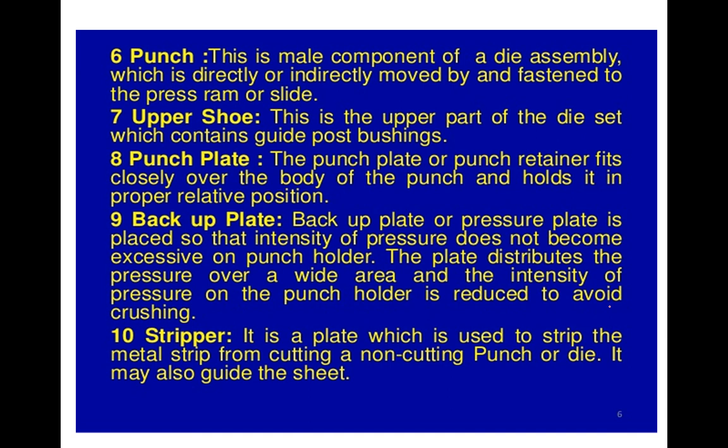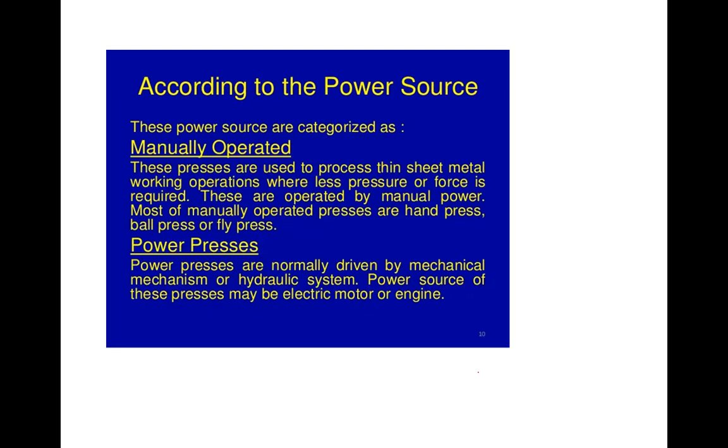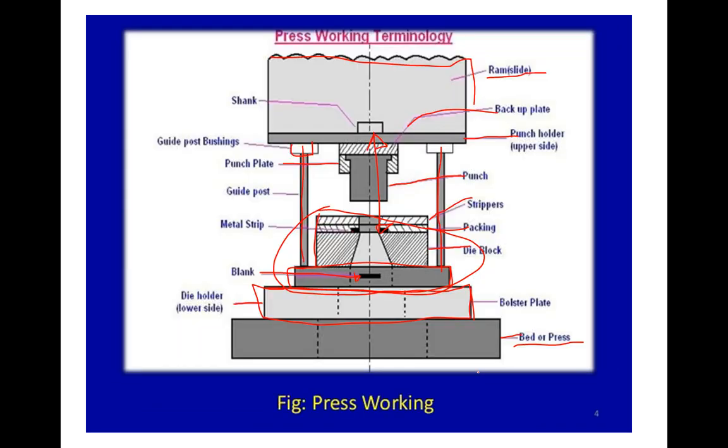Stripper. It is a plate which is used to strip the metal strip from a cutting or non-cutting punch or die. It may also guide the strip. So these are the various parts of the press. The bed is the lower, bottom part. On the bed, the bolster plate is mounted, and on the bolster plate, the whole die assembly, the die set, is mounted. And the punch is the male component which moves through the strip or cuts the blank.